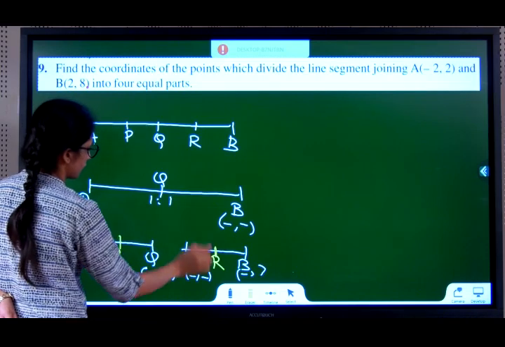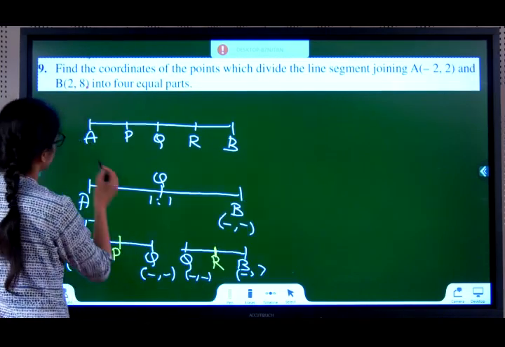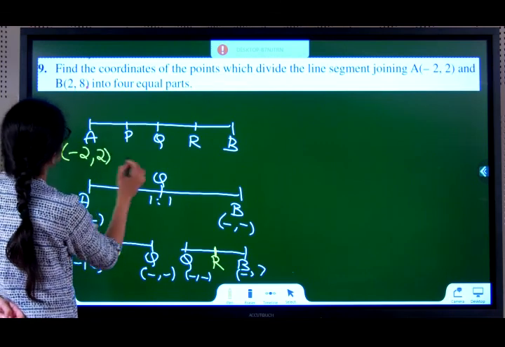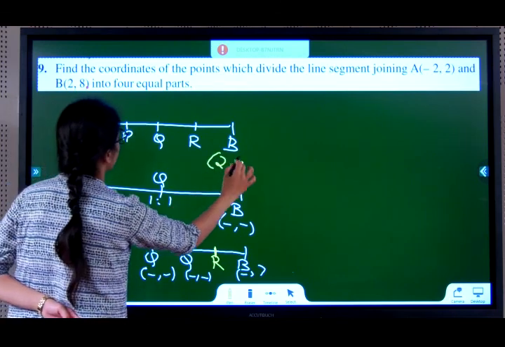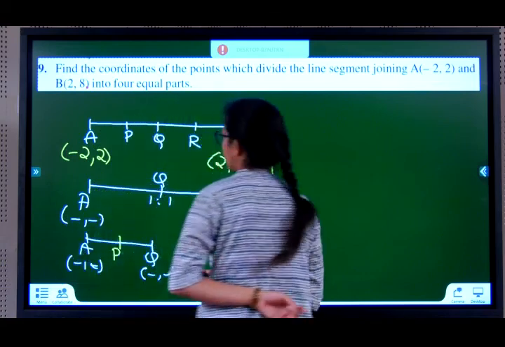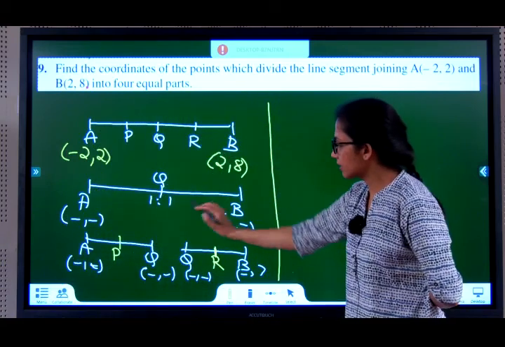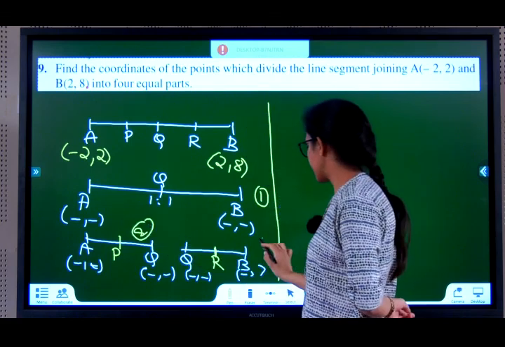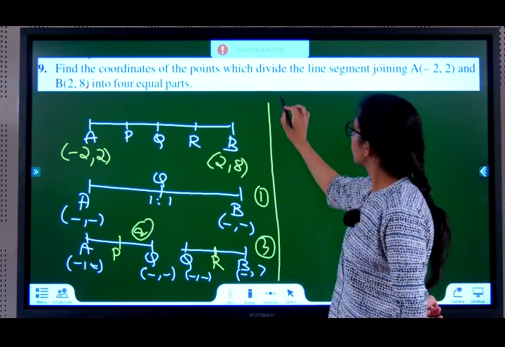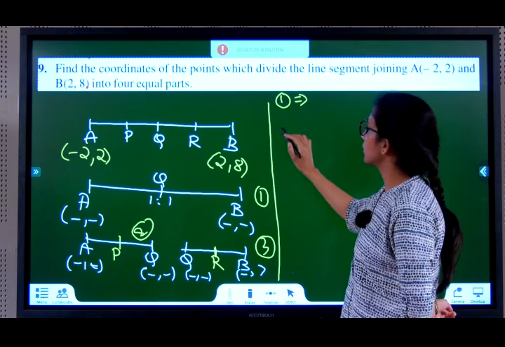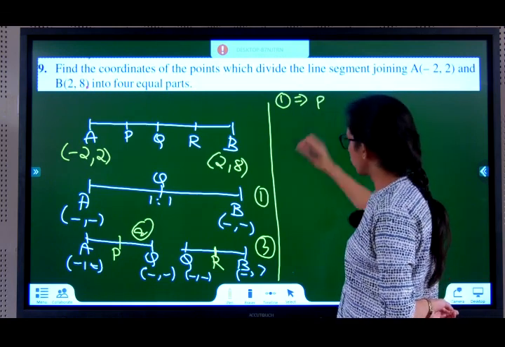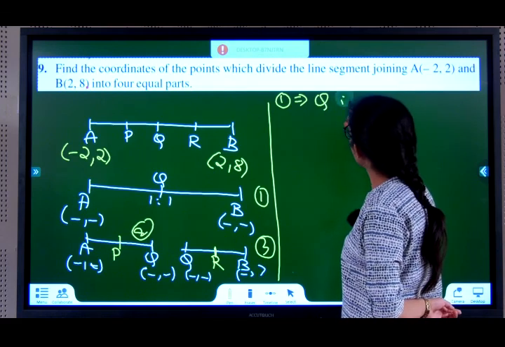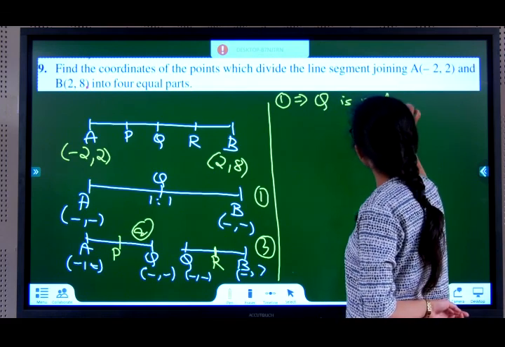Let's just write the value of A and B. A is (-2, 2), B is (2, 8). So how am I going to do the first step? I'm doing this as the first step. This is first, this is second, and this is third. Fine. So I'm doing the first part now. What is the first part? Q is the midpoint of AB.